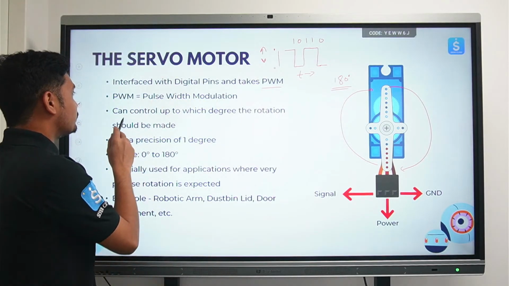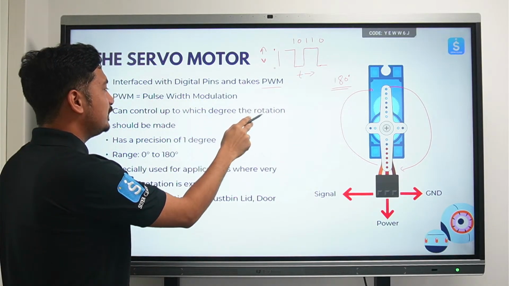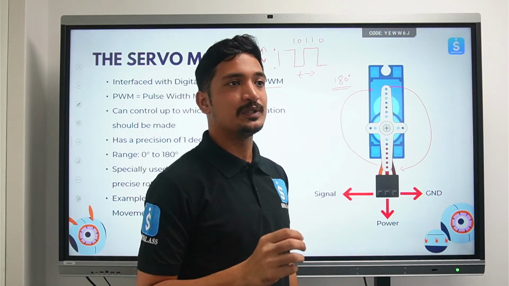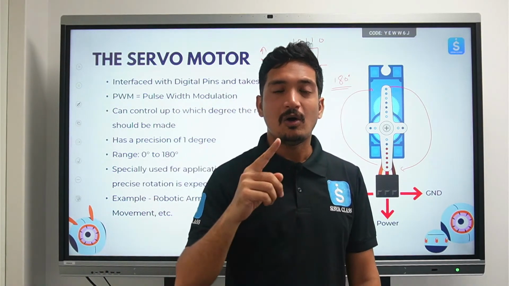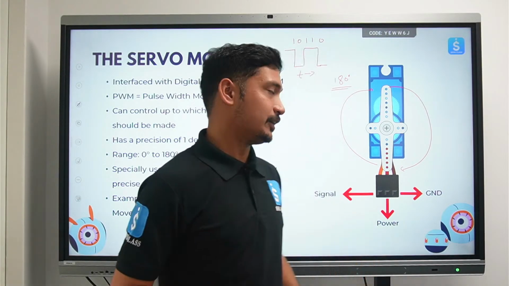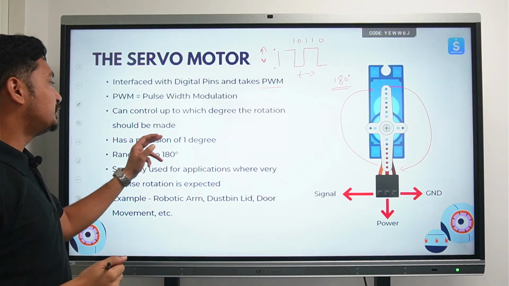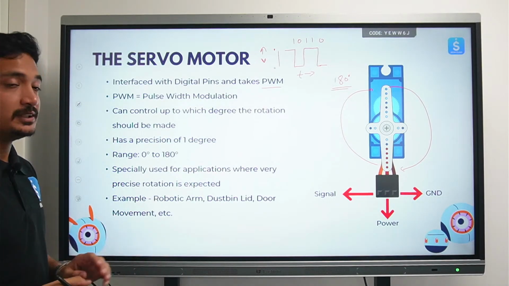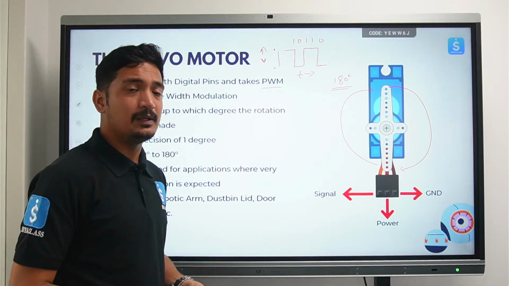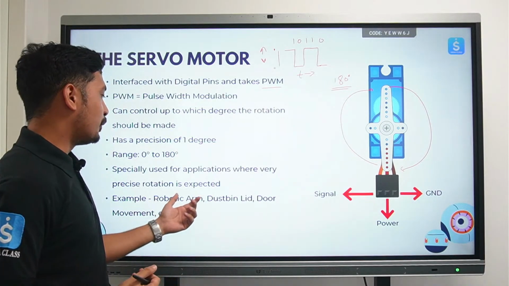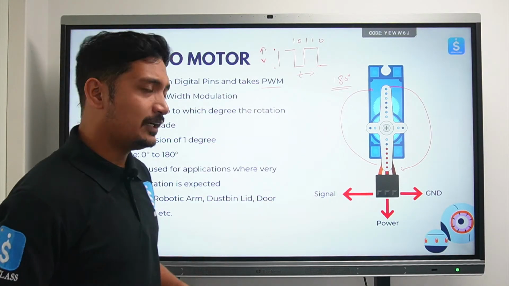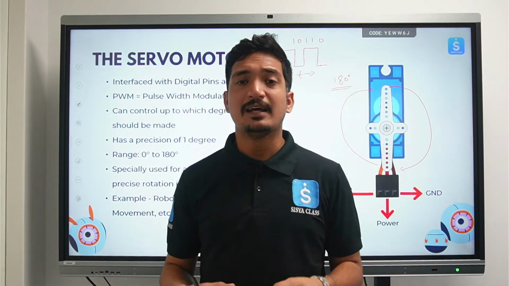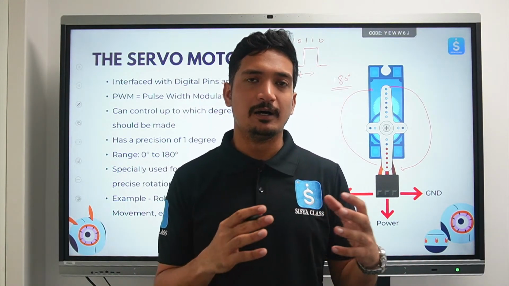Now we can control up to which degree the rotation should be made. We can use this in a project where we can control how much degree the rotation should incur. It has a precision of 1 degree, and it is especially used for applications where very precise rotations are expected. Some examples of these kinds of projects are a robotic arm, dustbin lid, or door movement, etc., as I've already mentioned.